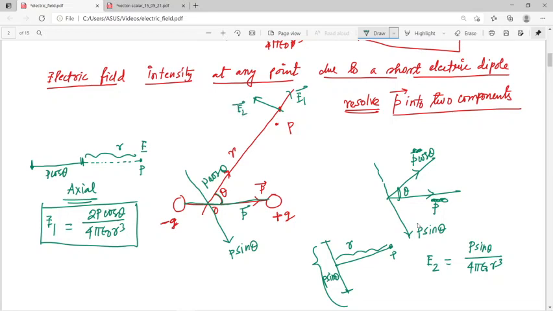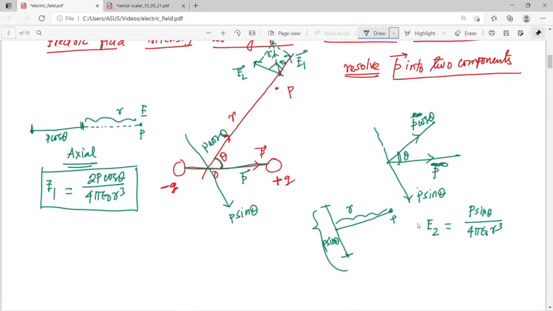E2 is due to p sine theta, because p sine theta is acting like that. So if you want to find the resultant electric field, that is nothing but E, and this angle is 90 degrees. What should the electric field be? You know that the total electric field E can be written as E1 square plus E2 square plus 2E1E2 cos 90. Cos 90 is 0, so it is E1 square plus E2 square.